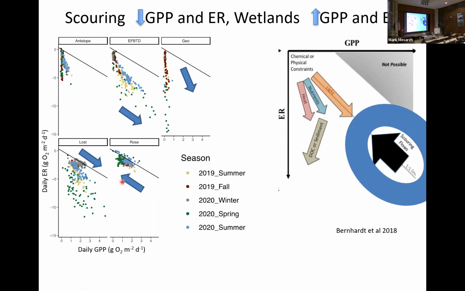Lost and Rose are 2 open sites. On the bottom they are similar on the GPP axis, this x-axis, but Lost is much higher in ecosystem respiration, likely because Rose is not storing this organic matter, so it's not available for respiration because of constant scouring.